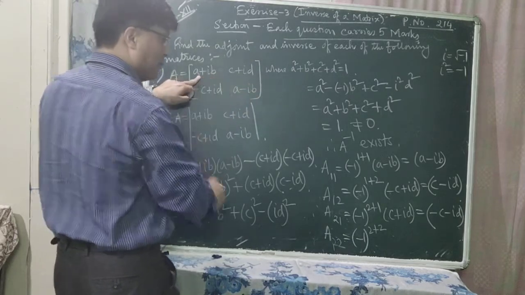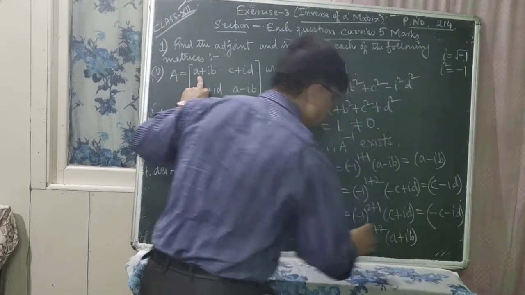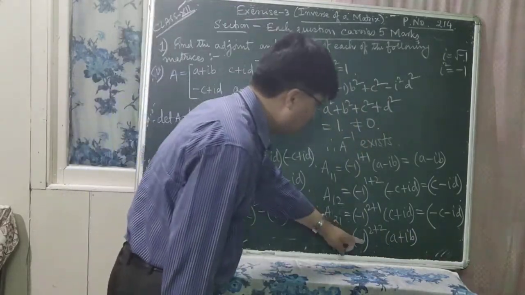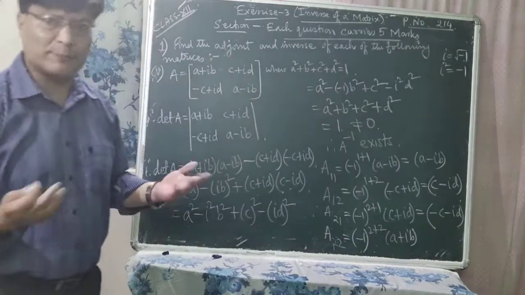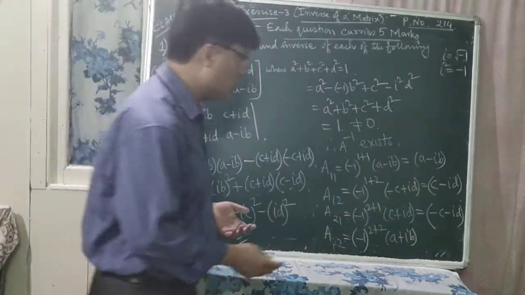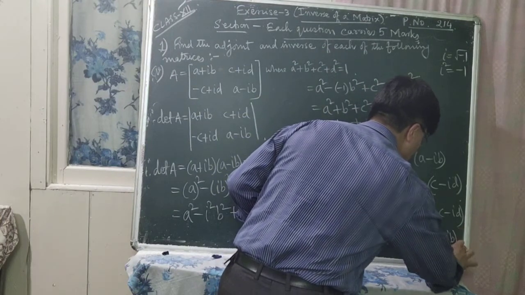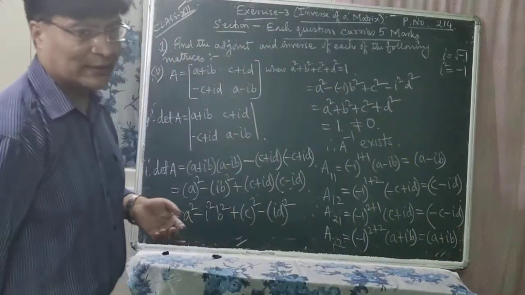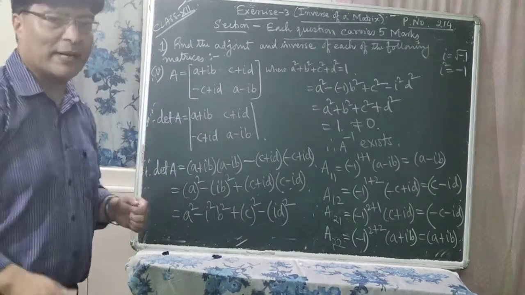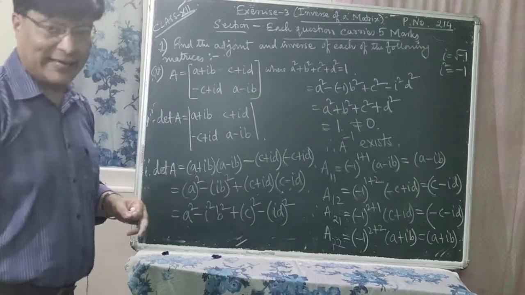What remains? A plus iB. Within bracket you write A plus iB. So now what is minus 1 whole to the power 4? It is plus 1, which is equal to A plus iB. Okay? So we have determined all the cofactors of the elements of the matrix A.